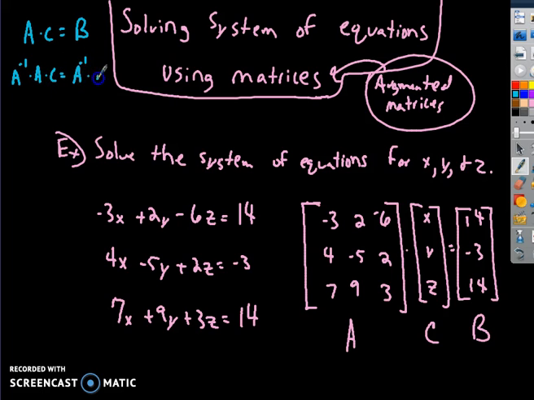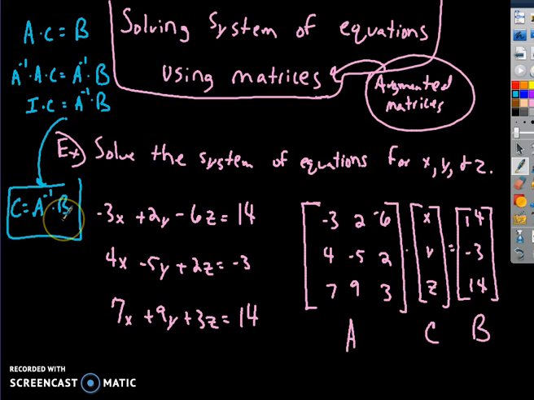What's really important is that A inverse goes to the left of B, or else it doesn't work. It gives you something invalid. So A inverse has to be on the left side of B. A inverse times A is the identity matrix, and that's going to equal A inverse times B. But the identity matrix is essentially the same thing as 1. So what we have now is C equals A inverse times matrix B, and this is what I'll plug into my calculator.